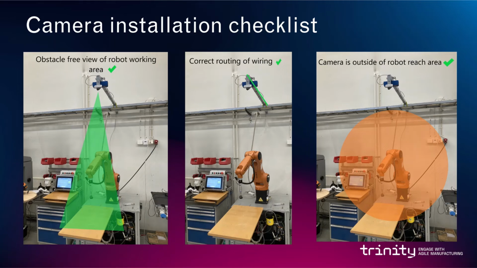And in the middle image we have established a correct routing of the camera wiring and cabling. We have secured the camera wiring in the beam that the camera is supported on, so that the wiring is not dangling in the robot working area. And in the rightmost image we can see that we have positioned the camera outside of the robot reach area, so that the robot will not cause any damage to the camera equipment itself.